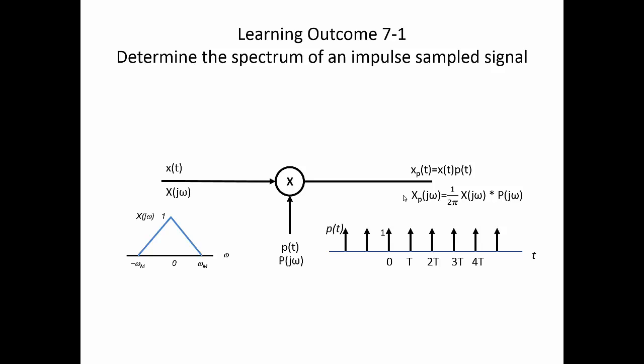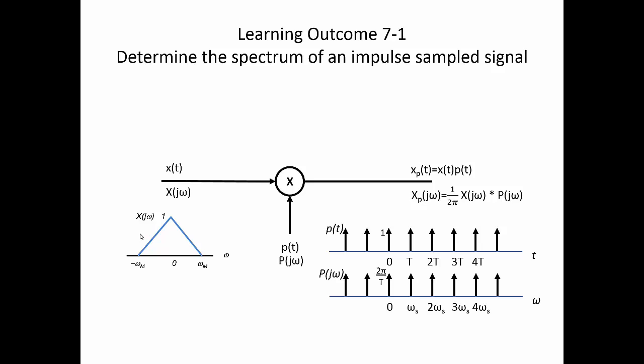So let's look at our spectrum for our input signal x of t. As in previous videos, we are going to assume that it is band limited. That means that it will have non-zero amplitudes for only a limited range of frequencies, in this case, from minus omega m to positive omega m. I'm drawing it as a triangle, just for making something that's easy to draw, easy to calculate with. And I'm going to say that it has a maximum amplitude of 1.